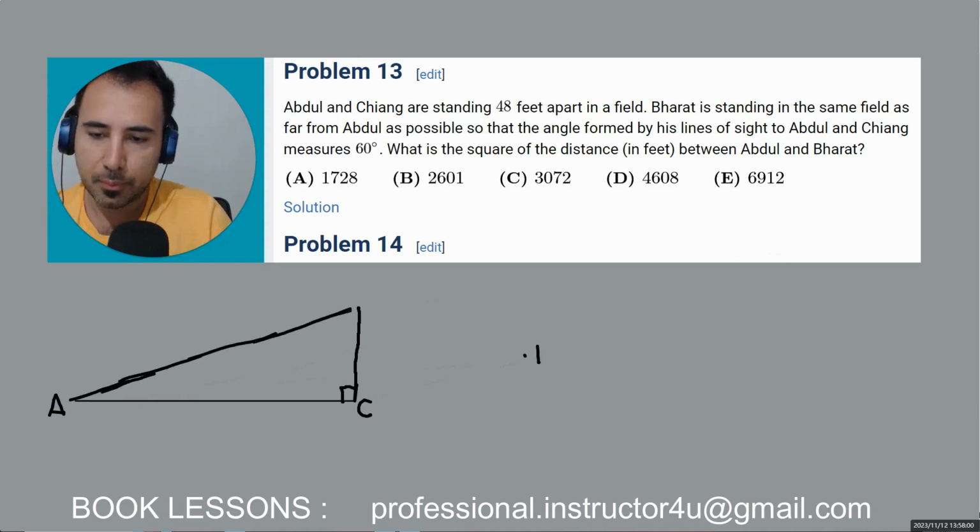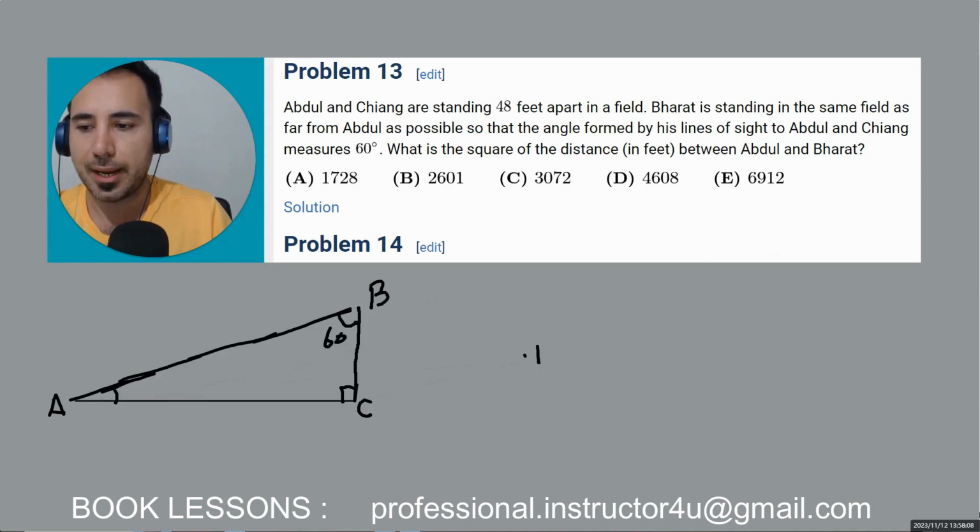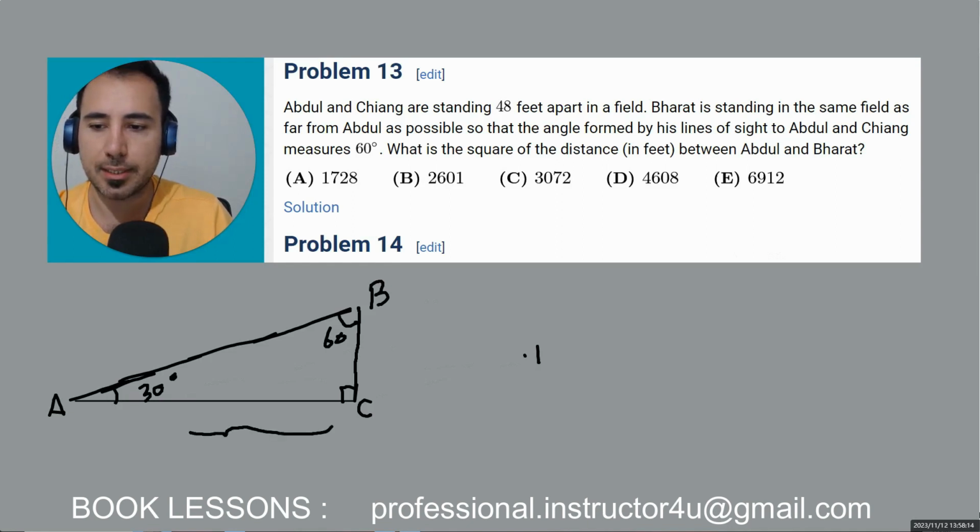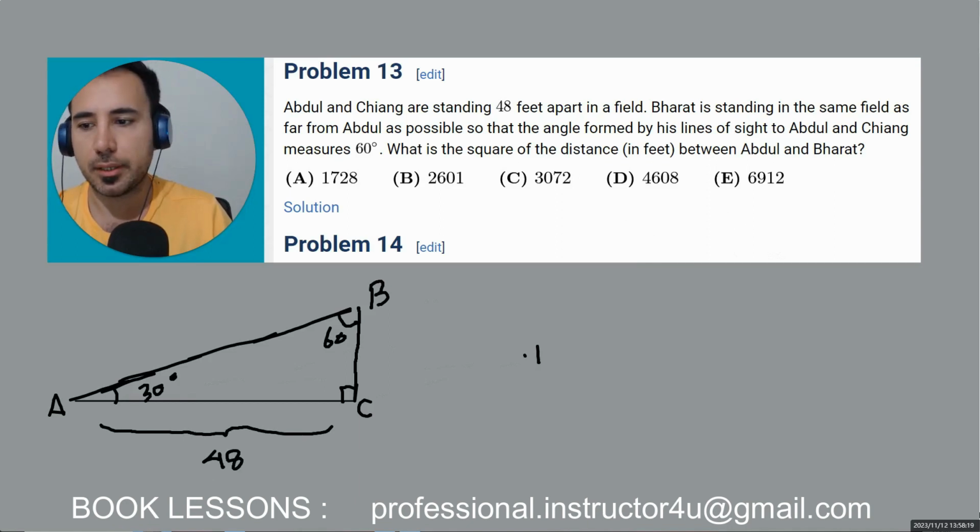So now suppose B is here, because here it says 60 degrees, so here we'll have 30 degrees. So we know that the distance between A and C is 48 apart. Now here, because AB is the hypotenuse, I'm going to call it H. So the line opposite of this 30-degree angle is going to be half of H. So let's just find it.